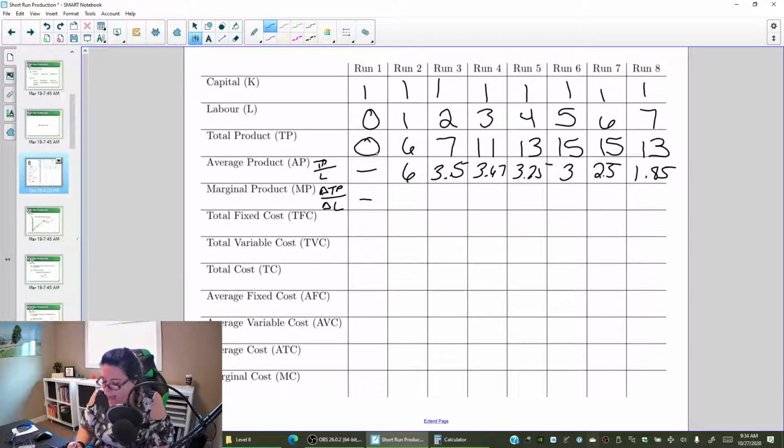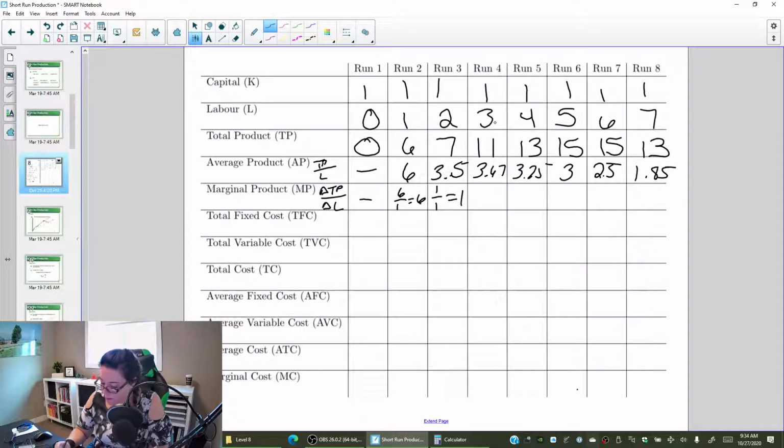And the change in output goes from 0 to 6. So 6 minus 0 is 6. 6 divided by 1 is 6. Now when we go and hire the second person, the change in labor, we go from 1 to 2. So the change in labor is 1. And the total product goes from 6 to 7. So here, the marginal product, the extra produced when we add 1 more worker, is 1.